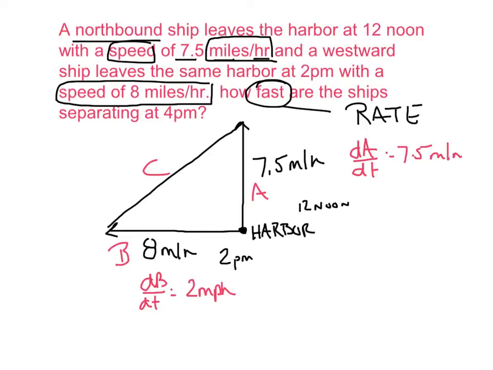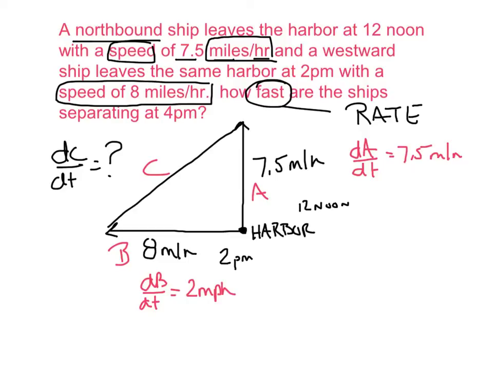And the question is, how fast is this side changing? How fast are the ships separating at 4? So I am looking for dC/dt. I'm just going to put that with a question mark. Now, does this one feel kind of odd to you? Do you actually know the length of any side?